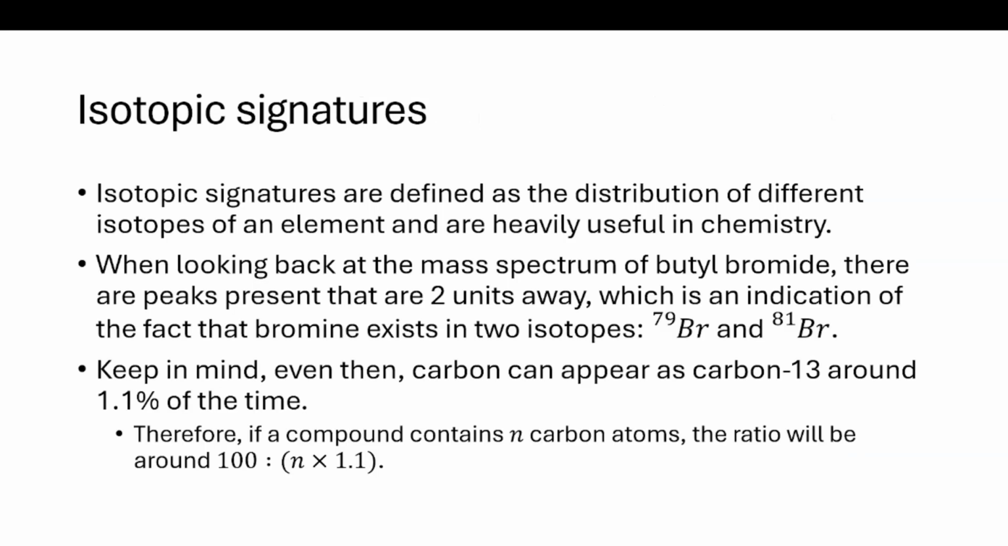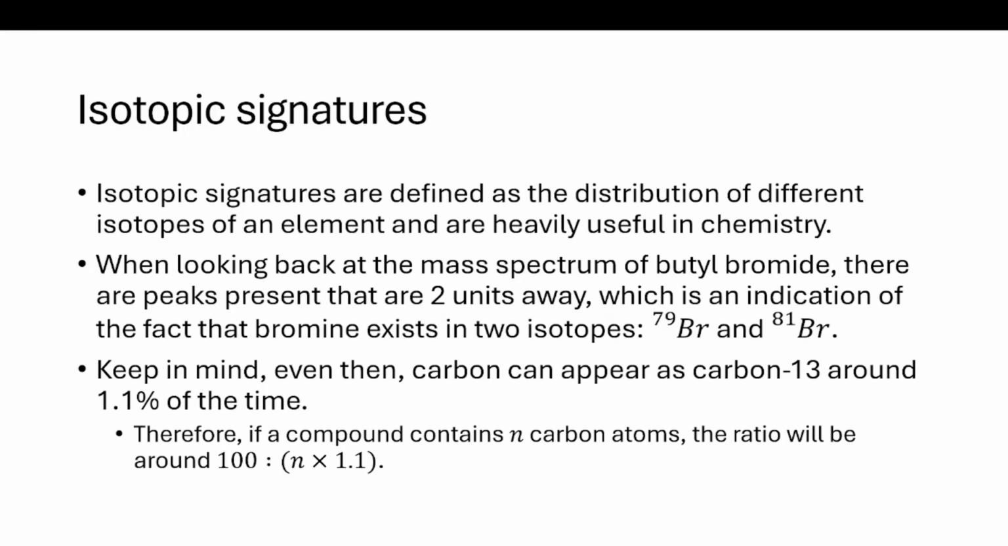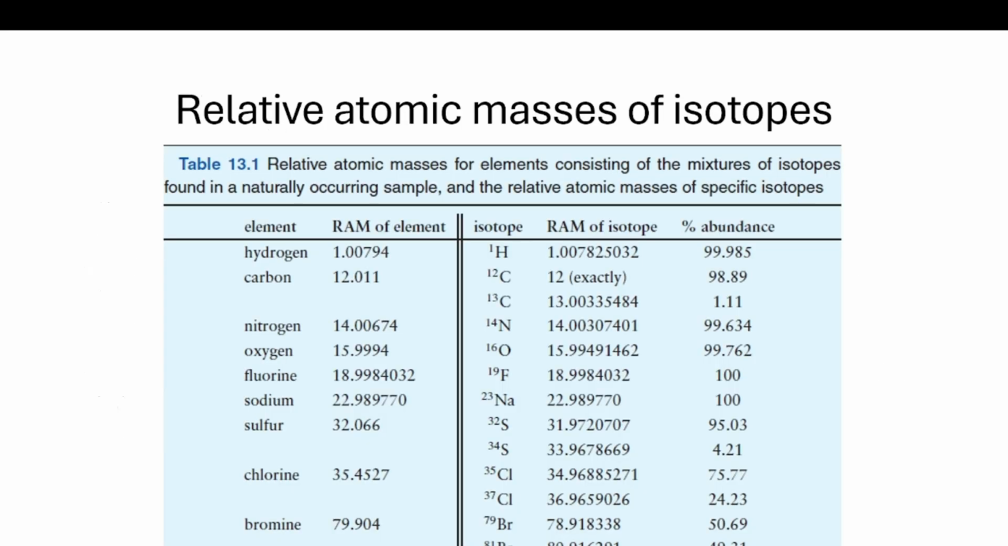Now, as for isotopic signatures, isotopic signatures are defined as the distribution of different isotopes of an element. And if we go back to this mass spectrum right here, I want you to keep that in mind. There are peaks present that are 2 units away, which means that bromine has 2 isotopes that are 2 atomic units away in mass. And in addition, carbon can also exist, if you go back to the isotope table, as carbon-13.